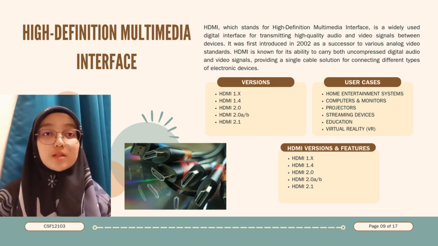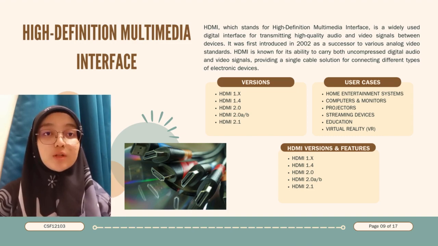HDMI 1.0, the initial release, supported basic high definition resolutions, with video resolutions up to 1080p. HDMI 1.4 added support for 3D content, allowing the transmission of 3D video. It also introduced the Audio Return Channel (ARC), enabling audio to be sent upstream from a TV to an AV receiver without the need for a separate audio cable.